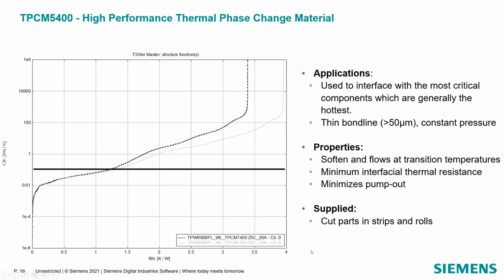And again, when would you use these kinds of items for the most critical applications? One of the benefits of them is that they soften and flow at the transition temperatures, and this way they fill in the tiny gaps on the surfaces, minimizing the interfacial thermal resistance. And they have very low pump-out capability as well, so they are very reliable. You may also want to choose based on how you can manufacture your parts. You can buy these in cut parts, in strips and rolls, and then fit them to the purpose.